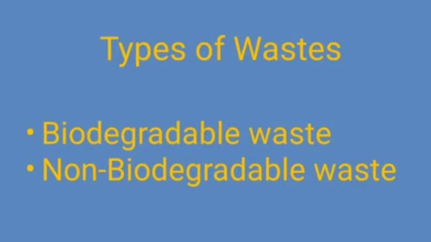So what is your conclusion? It is concluded from the above activity that the materials in pit A have undergone degradation due to microbial action, thus producing manure. And why? Because they are biodegradable materials. And some materials in pit B are not degraded by microbial action. Why? Because they are non-biodegradable materials. So you can check whether materials are biodegradable or non-biodegradable.